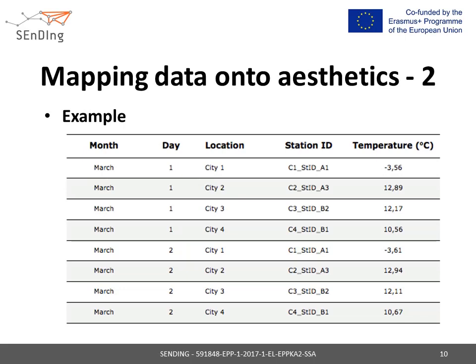It shows the first few rows of a dataset providing the daily temperature normals, average daily temperatures over a 5-year window, for 4 city locations. This table contains 5 variables: month, day, location, station ID, and temperature in degrees Celsius. Month is an ordered factor, day is a discrete numerical value, location is an unordered factor, station ID is similarly an unordered factor, and temperature is a continuous numerical value.